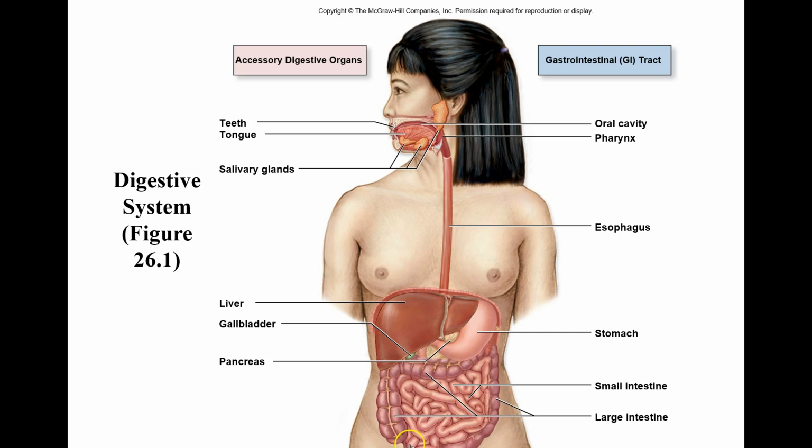Then we have the appendix, which is not so much an accessory organ as a vestigial organ, but it does still have some very important functions.